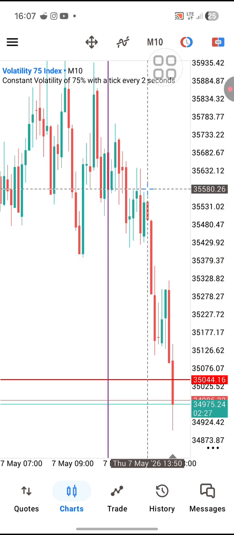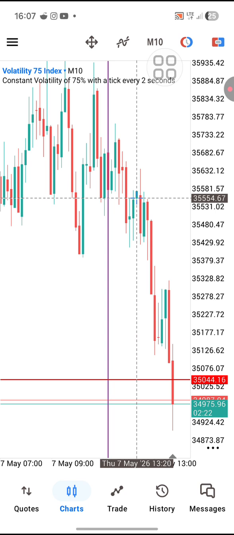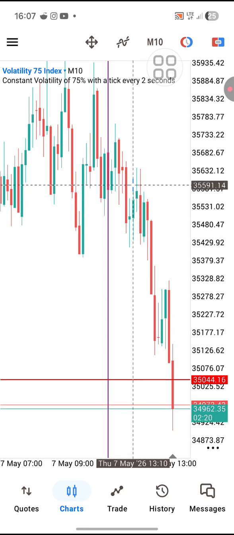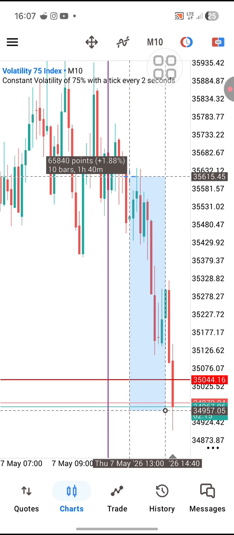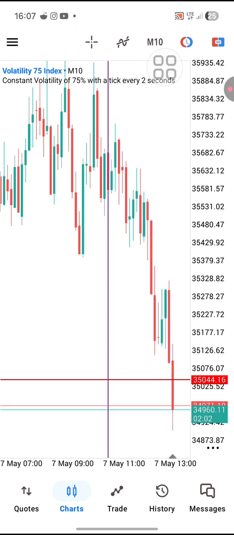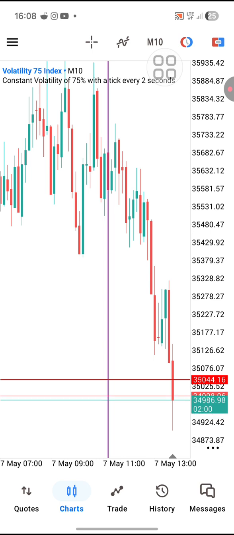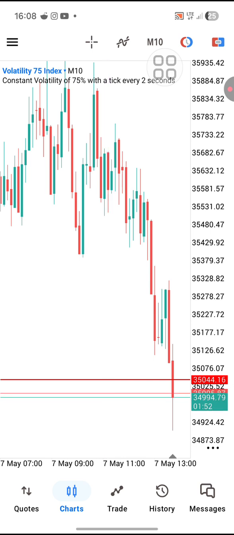If I enter this trade here, I would have been up by some money now. I'll still enter, sha. Enter by 5.